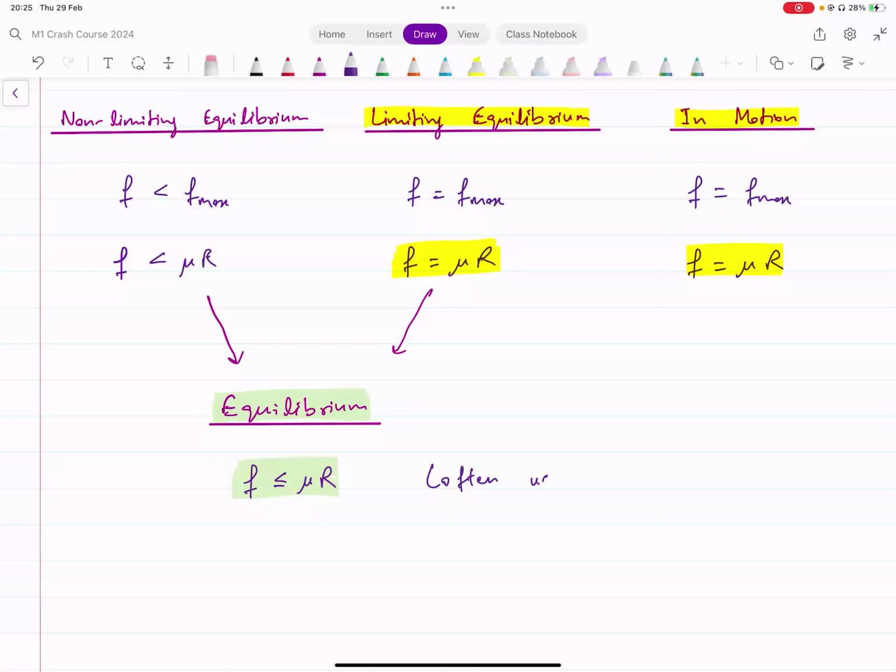when you have to prove or find some inequalities. This is often used to find inequalities involving the coefficient of friction, which is mu.